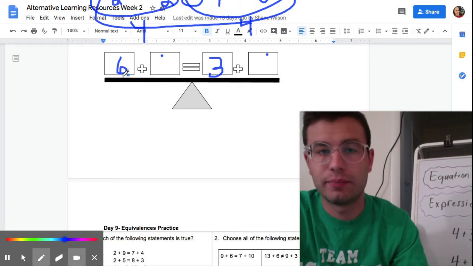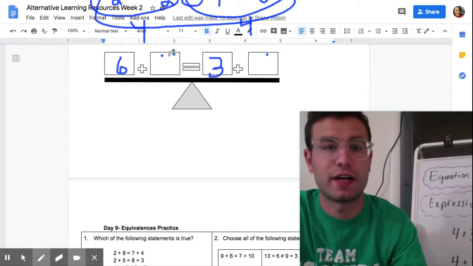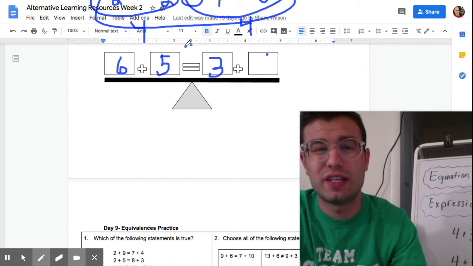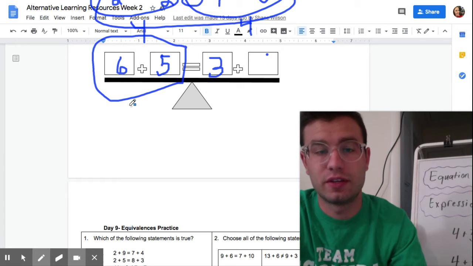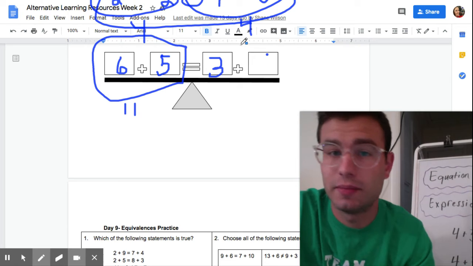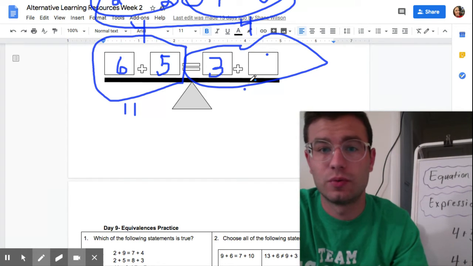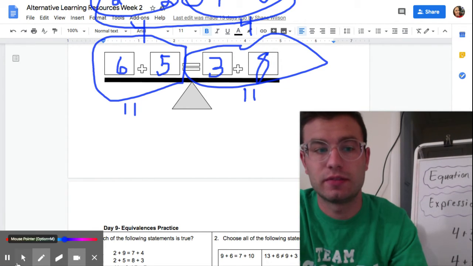So you could really put anything in this first box. 6 plus will go with 5. And then all you really need to do is find the total of this side of the equation. So 6 plus 5 we know is 11, which means we need to make this side equal to 11. So in this box, we would write an 8. And that's how you balance an equation.